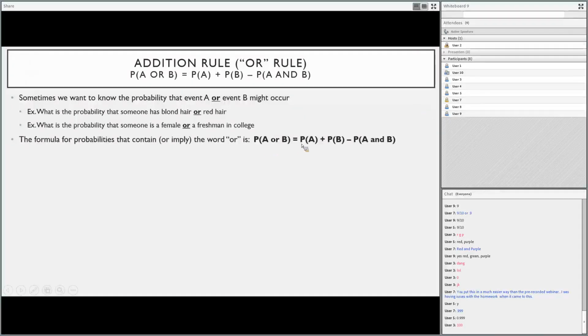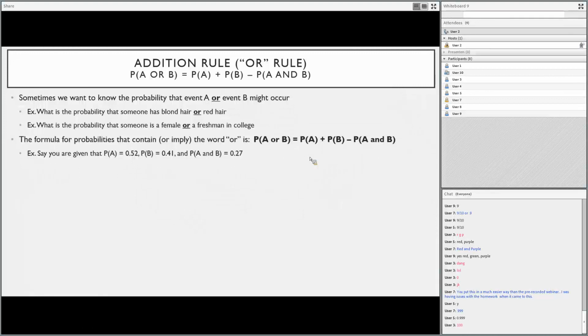So the formula for probabilities that contain or imply the word or is this. Probability of A or B is equal to probability of A, whatever the first event is, plus probability of B, whatever the second event is, minus the probability of A and B. So saying or in between these means only one or the other has to happen. They don't both have to happen. Just A or just B or both, any of that is fine. If I say A and B, that means they have to both happen at the same time, okay? So if we have any kind of a question where that word or is in there or it's implied somehow, we would use this formula.